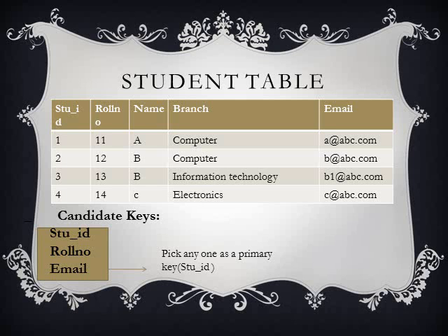We have the student table, and we have three candidate keys: student ID, roll number, email. You can make any one a primary key, and this is basically done by the database administrator, and I've selected student ID as the primary key.